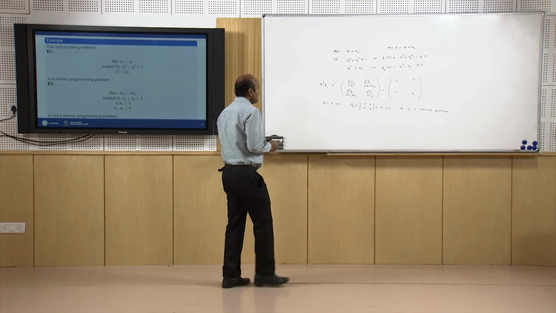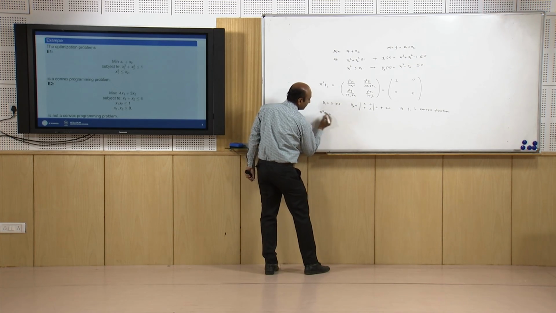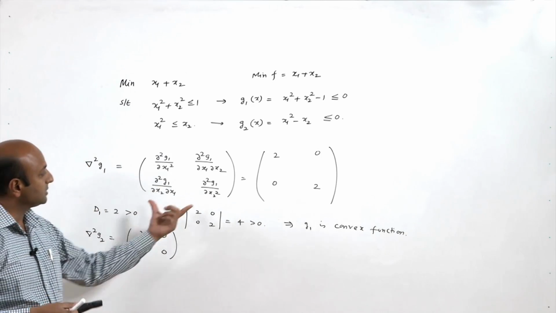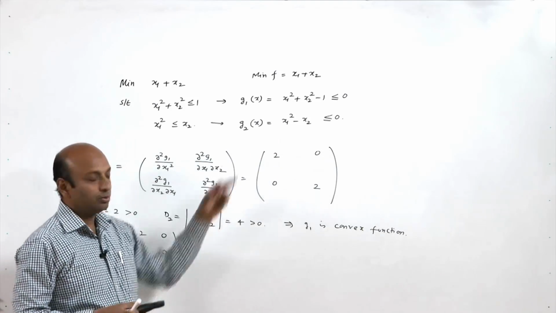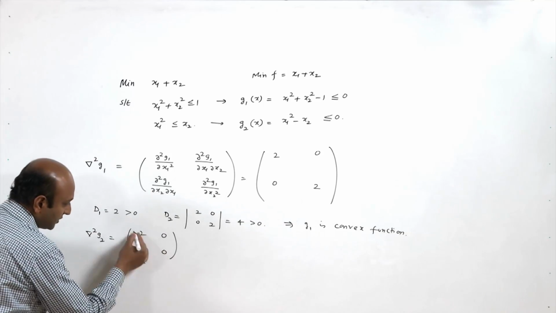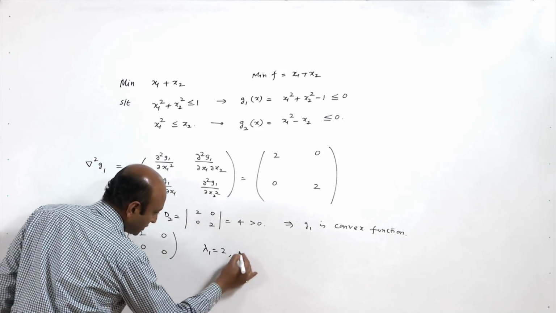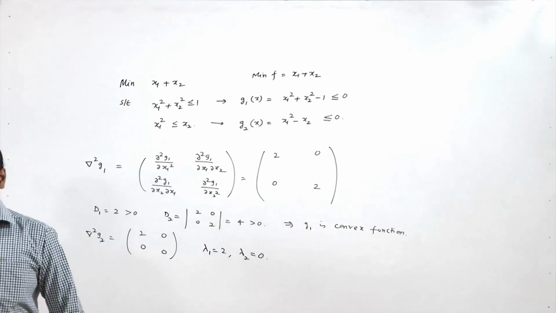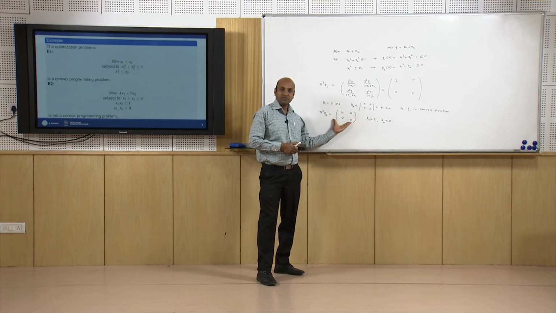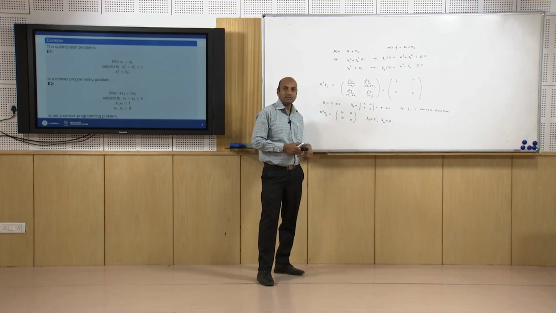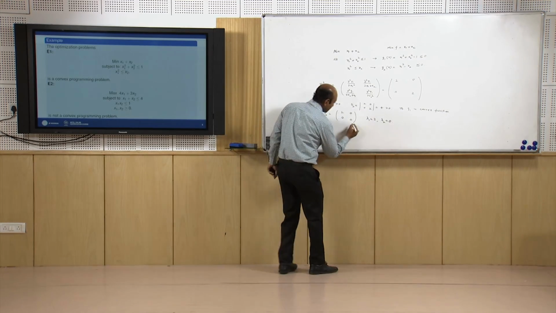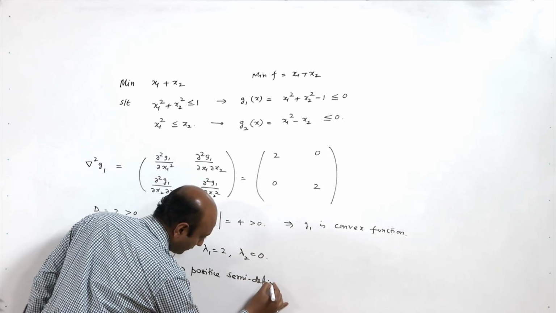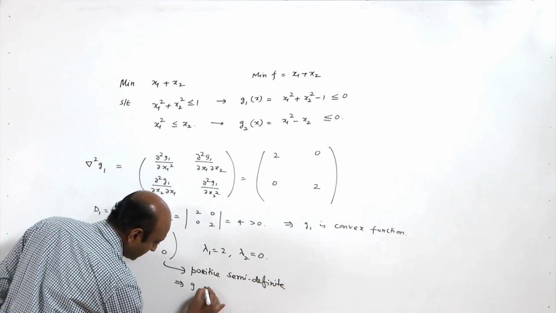Now, similarly, you take the second constraint. The Hessian matrix of the second constraint is 2 0 0 0, using the same structure. We can find the Hessian matrix of G2, and the eigenvalues of this are 2 and 0. We can simply see, because it is a diagonal matrix, the eigenvalues are greater than or equal to 0. So, this means this matrix is positive semi definite, and hence the function G2 is a convex function.